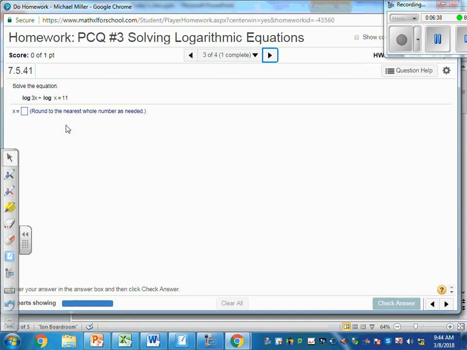So they say solve it. Really, that's going to be more of an approximation than actually solving it. So we have log 3x plus log x, and in both of those logarithms, it's base 10, equals 11, and we're trying to figure out what is x.